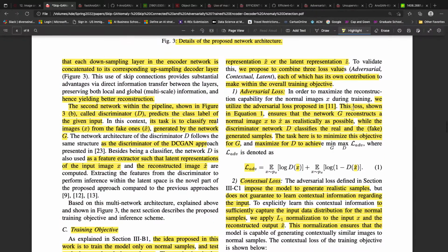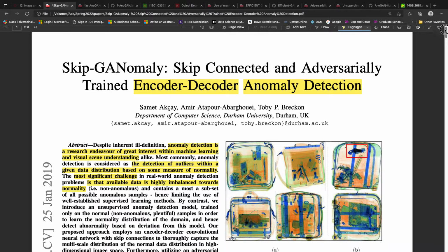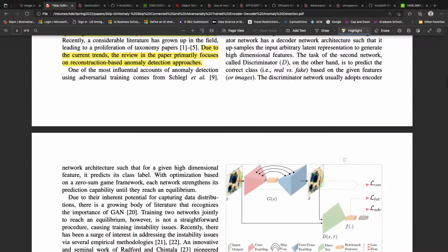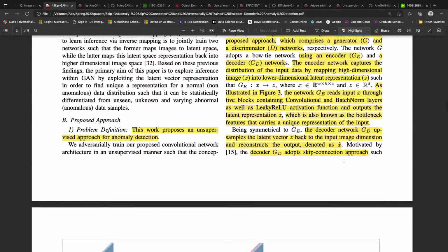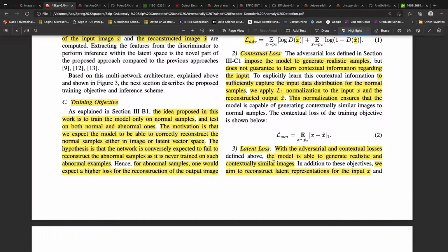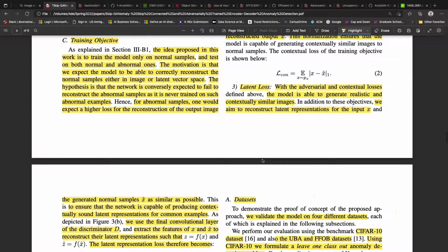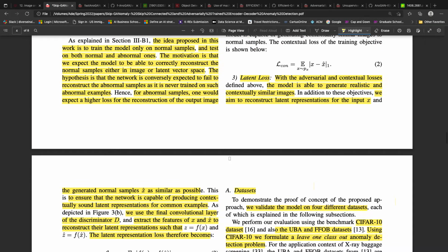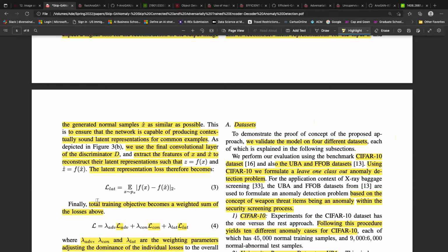Channel, we still continue in discussion of our paper on anomaly detection, which is the Skip-GANomaly. And in this session, we'll be looking at the third component of the loss function, which is the latent loss. Now, the latent loss is not explicitly visible from the architectural diagram, but it is shown in this equation 3.